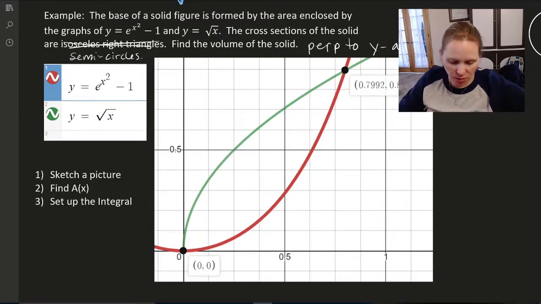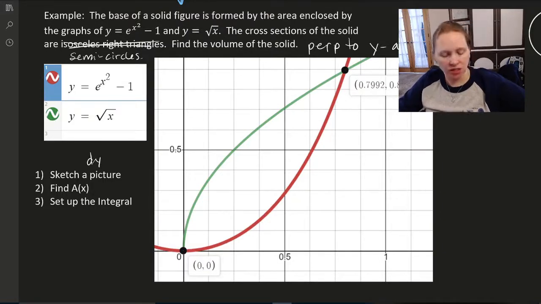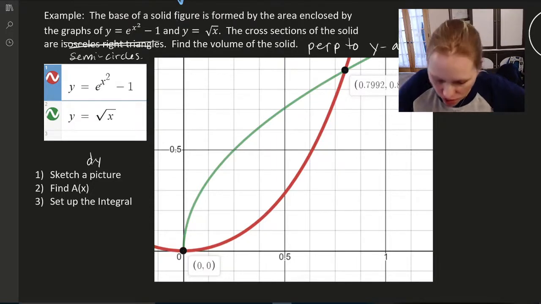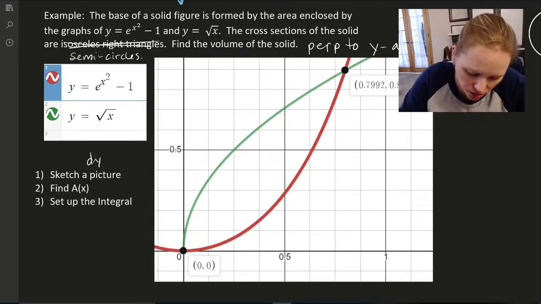And for this problem, we're going to use the same two functions that we did, but this time we're going to make our cross sections perpendicular to the y-axis, which means it will be a dy setup, and I'll show you why in just a moment. But now we're also going to use semicircles instead of triangles. So we've seen squares, which if you can do a square, you can do a rectangle. We have seen isosceles right triangles, and we've seen semicircles, but now we're going to see a semicircle where it's just a little bit trickier. So let's take a look at what these cross sections are going to look like.